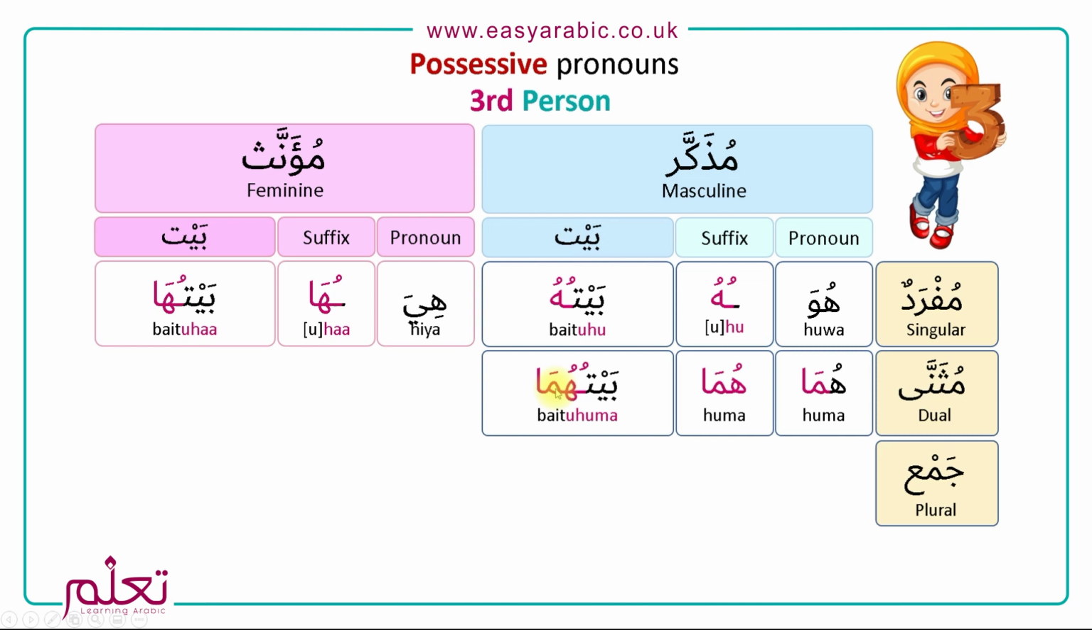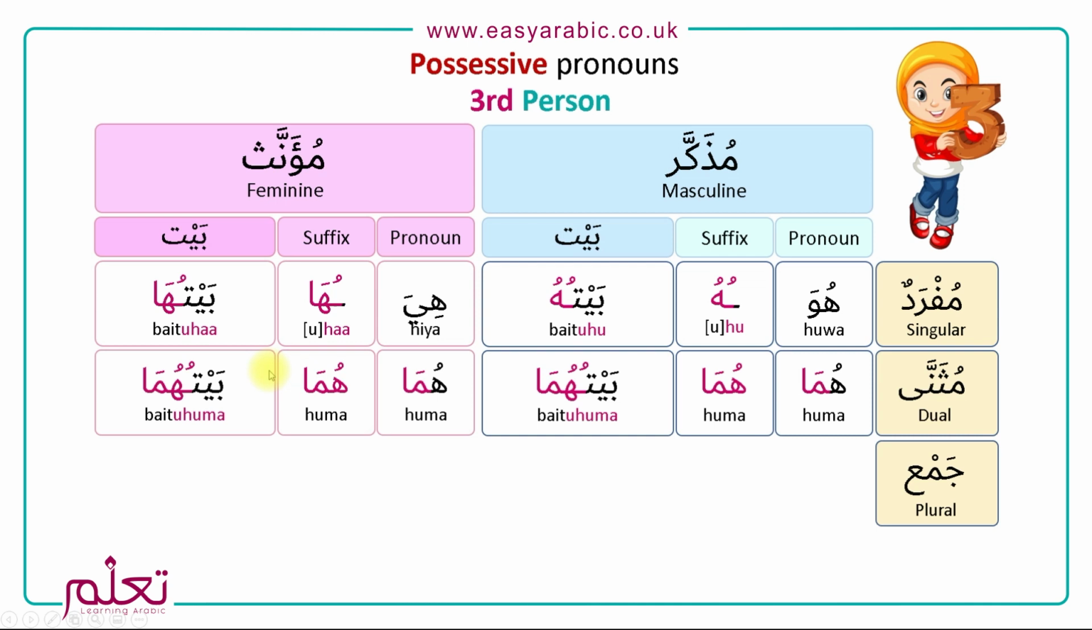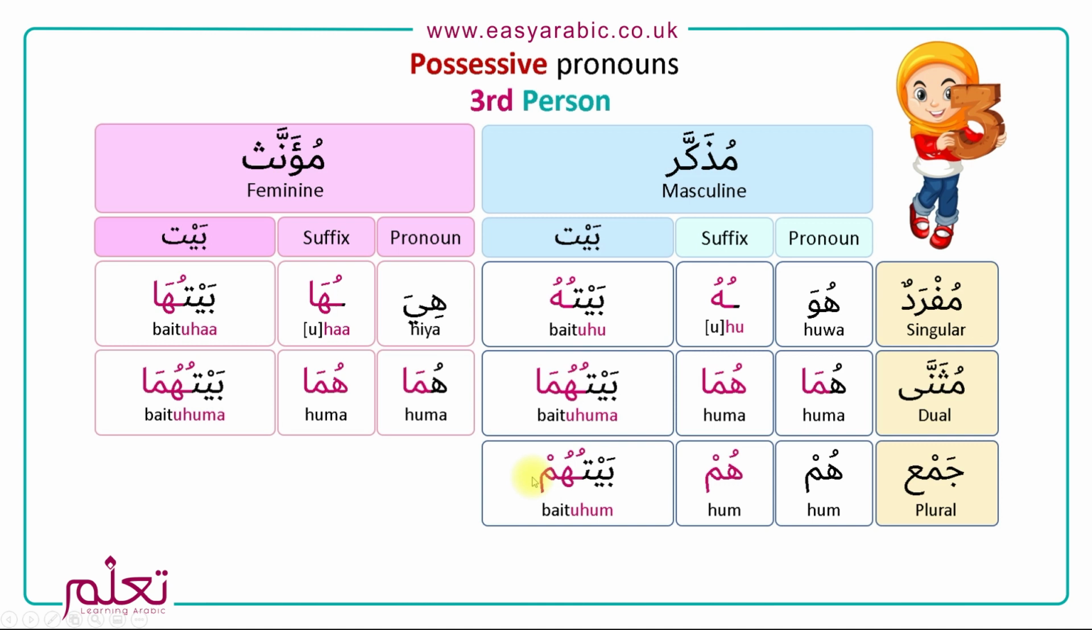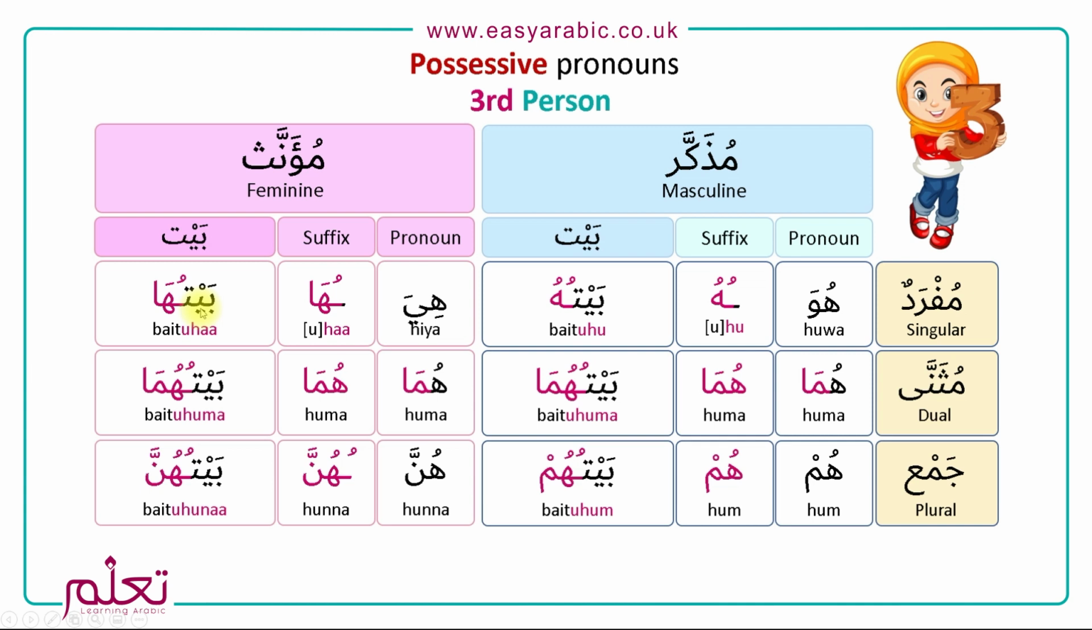And the same again for the muthanna muannath. For jama mudhakkar, the pronoun is hum. That's male or mixed. When we talk about the third person, which is they, the suffix is the same, hum. So that would become baytuhum. Then for jama mu'annath, which is females only, three or more, it is hunna, the suffix is hunna, and so that becomes baytuhunna. So baytuhu, baytuha, baytuhuma, baytuhum, baytuhunna. Okay, so that's your first person, second person, and third person possessive pronouns. Suffixes that we will apply.